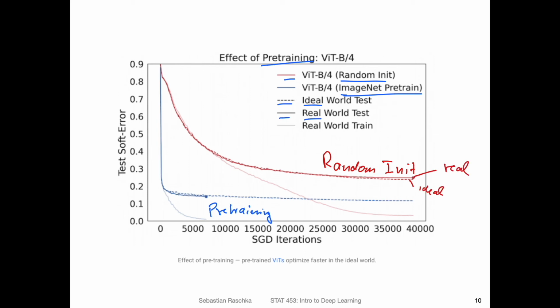And you can see for the random initialization, like we've seen before, there's no difference really whether we use the real world or ideal world scenario. And the same is true for the pre-trained model. There's also not much difference.